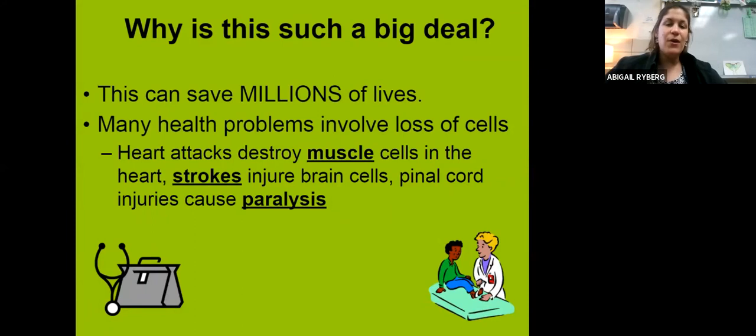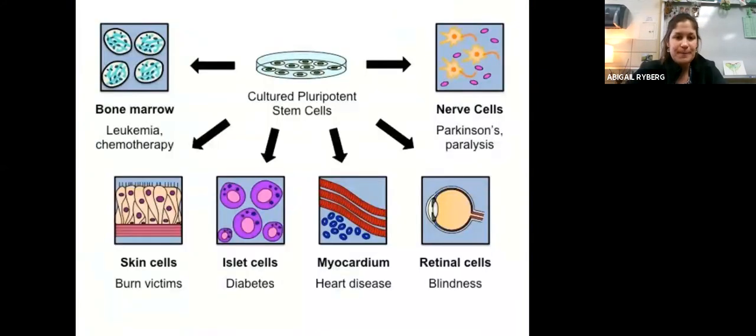So many health problems involve the loss of specific cells. Remember, I talked a couple days ago in a lecture about heart attacks damaging muscle cells. Well, with stem cell therapy, we now have the ability to end up with a clump of healthy muscle cells that we could potentially get really good at replacing damaged muscle cells in our heart. Strokes cause brain damage. Those are nerve cells. So we now have the ability to end up with nerve cells. Spinal cord injuries again cause paralysis, and we're working on replacing those damaged nerve cells.